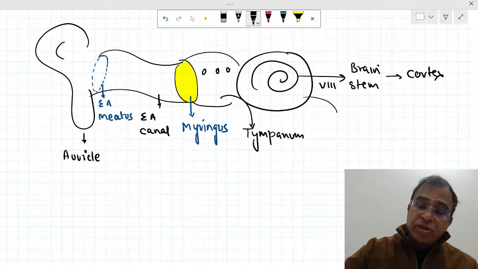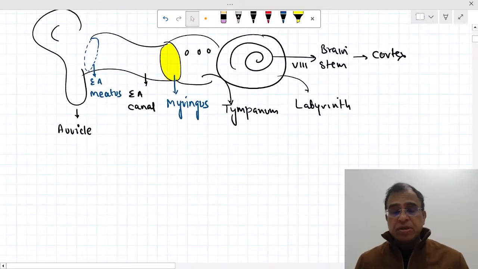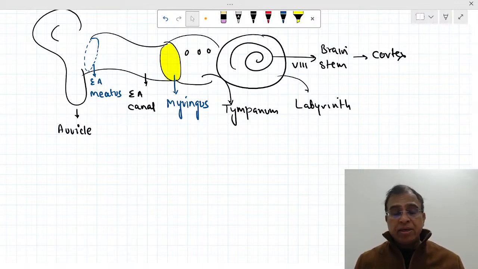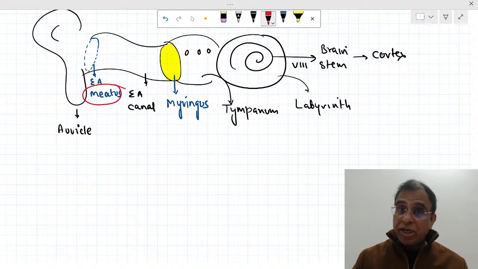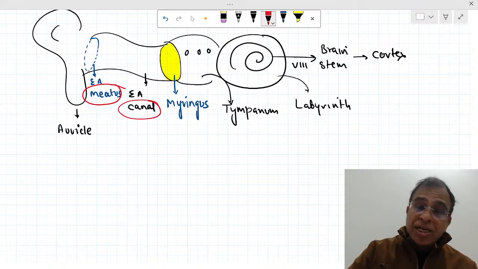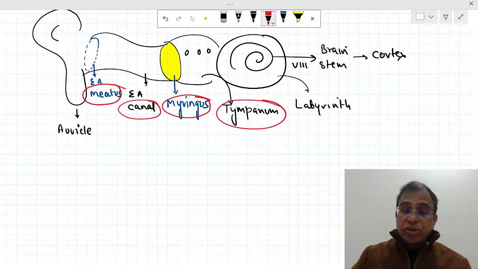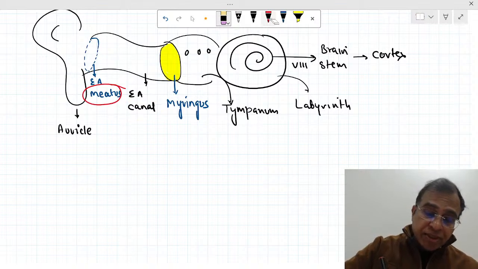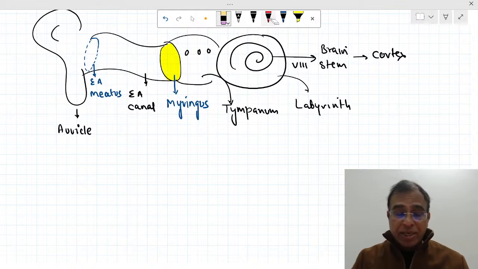And the inner ear, of course, is the labyrinth. Okay, so these are the names of various parts of the ear that you should be aware of. Why are these names important? Once again, I repeat the same thing, because they ask you the meaning of meatoplasty versus canaloplasty versus myringoplasty versus tympanoplasty. So you can break these words if you know what these names stand for.